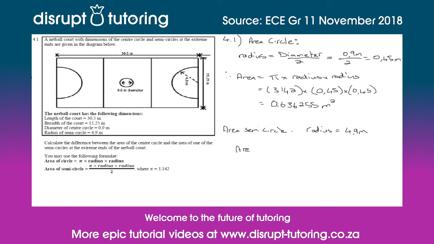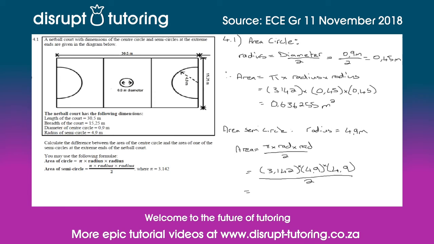area equals pi times your radius squared divided by 2, because it's a semicircle, and so this equals, again, pi is 3,142 times 4,9 times 4,9, so those are all multiplied together, and this is all divided by 2.